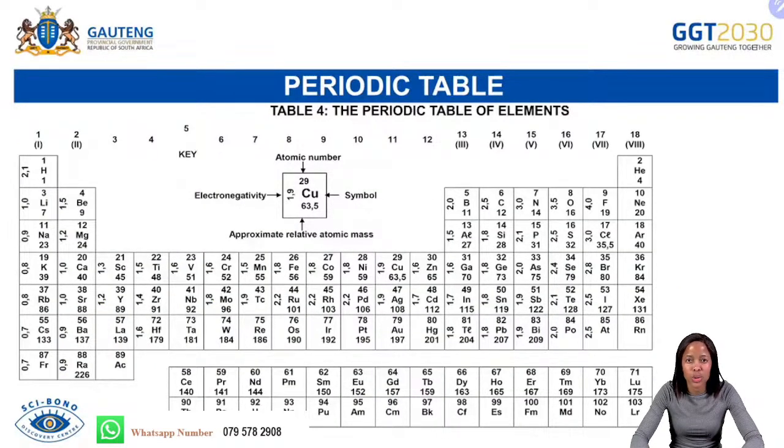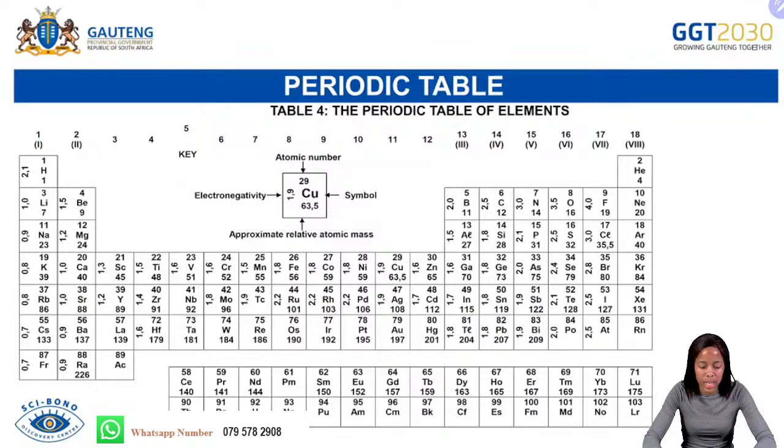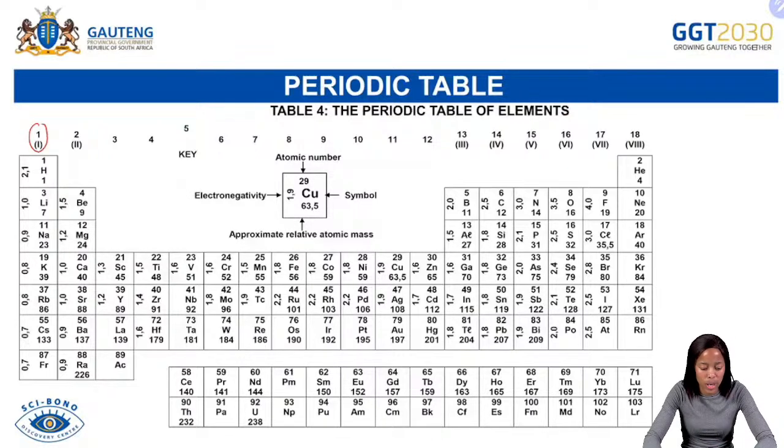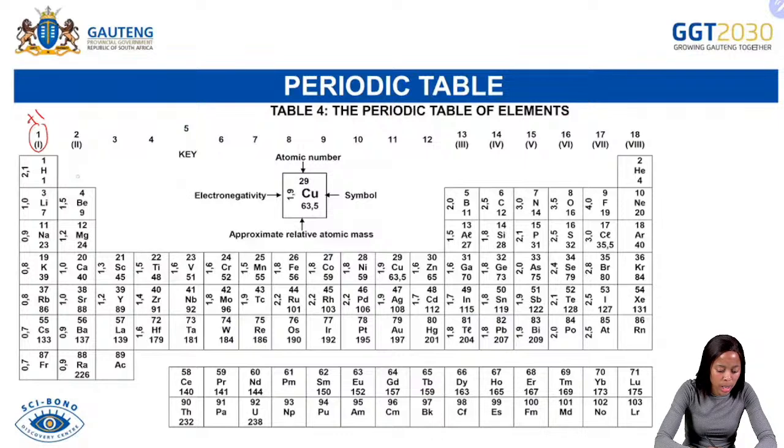Now again, this is your periodic table. You need to make sure that you have your own periodic table so that even when you study, you are able to refer to it. So this one here represents your group number 1. Group number 1 has a charge of +1.